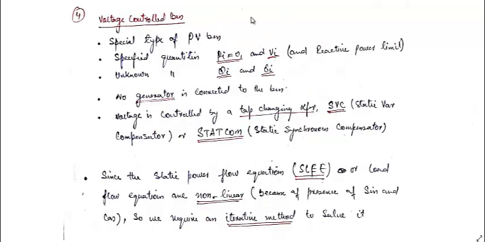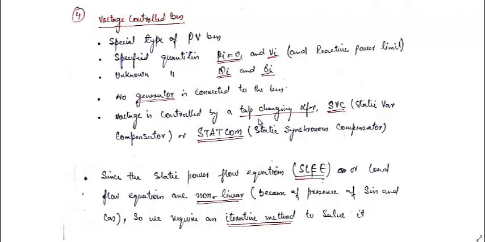So the last one is the voltage control bus. It is actually a specific type of PV bus. Specified quantities are P and V, but here P does not have any non-zero value. Pi is 0, and the reactive power limit is exactly the reactive power limit as in the case of the PV bus. Unknown quantities are Qi and delta i. But what is the difference between the PV bus and this voltage control bus? There is no generator connected to the bus.